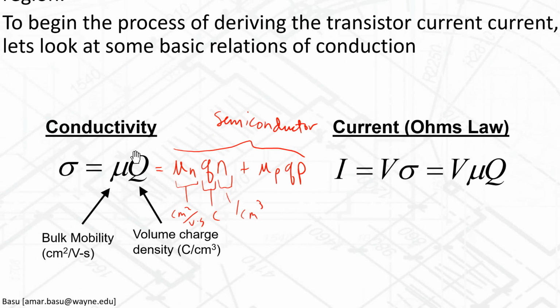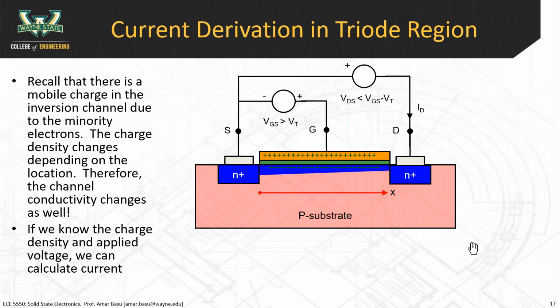So this is the equation for conductivity, and on the right side is an equation for current. Current I is equal to V times the conductance. This just comes from V equals IR, where R is resistance, and I equals V times sigma. I said conductivity before, I meant conductance. So let's apply that to derive the current in the triode region.